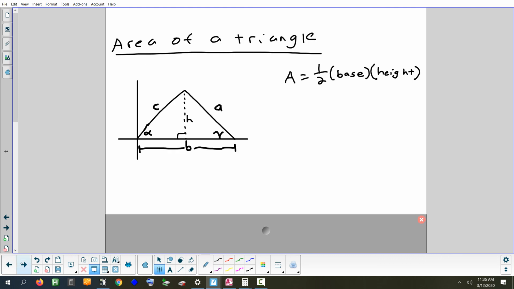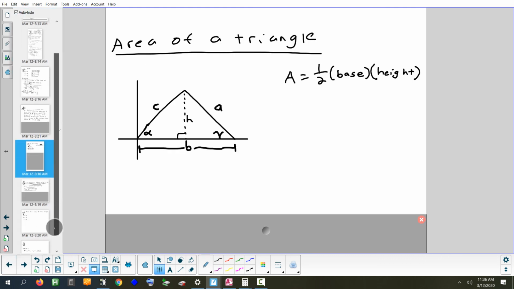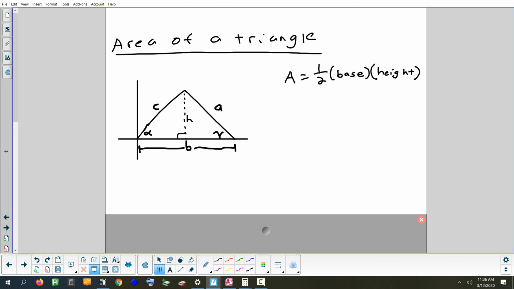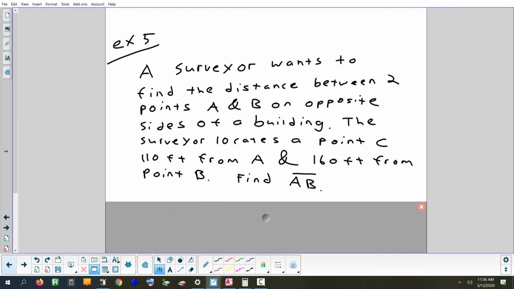So do I want to do area of a triangle first or the word problem? You know what? I jumped ahead a little. We'll do the area thing next. Let's finish off the law of cosines with a word problem, and then we'll be done and do the area.